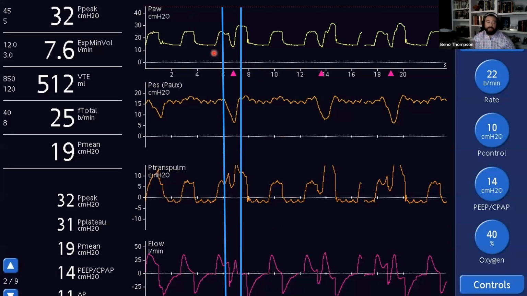Now, this isn't always the case with reverse triggering. Sometimes the patient will start making their effort in the middle or the end of the ventilator delivered breath. And this becomes a problem because both you and the ventilator think the patient's exhaling when actually they're still making effort during the time they're supposed to be exhaling. And by the time that diaphragm relaxes, the ventilator is going to give another breath and you're going to have air trapping, right?